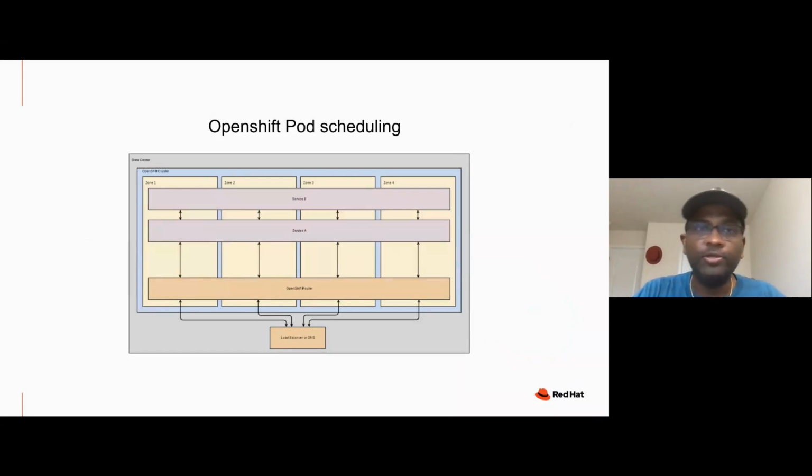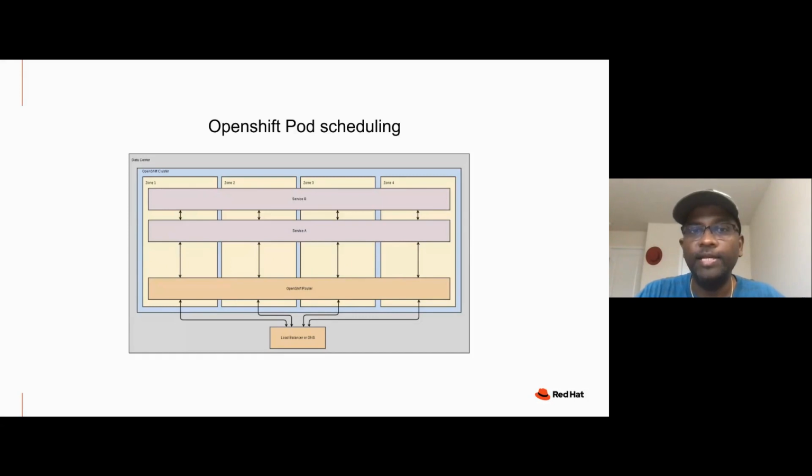And now let's talk about OpenShift pod scheduling. This is one way of designing your environment. Let's say you have a stack of servers defined in zone 1, and then another stack of servers in zone 2. You don't want to run all your application pods in zone 1, because if that stack goes down, your whole application might get impacted.